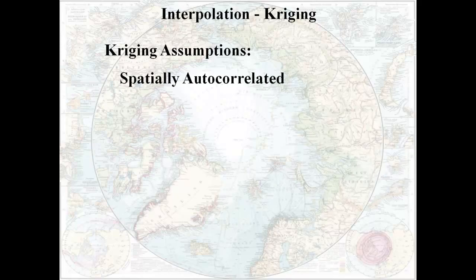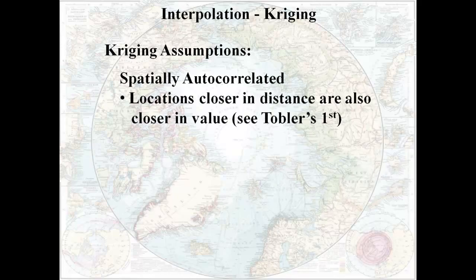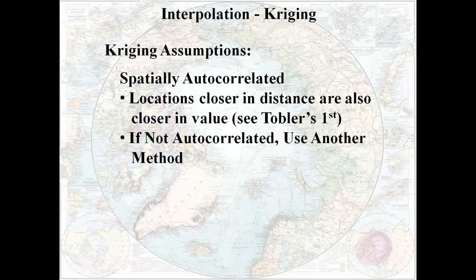Spatially autocorrelated, that goes back to Tobler's first law, and Tobler's first law basically says things that are closer to each other are more alike than things that are further apart. And so locations closer in distance are also closer in value. That would be what's called positive spatial autocorrelation. If the data aren't autocorrelated, use another method.